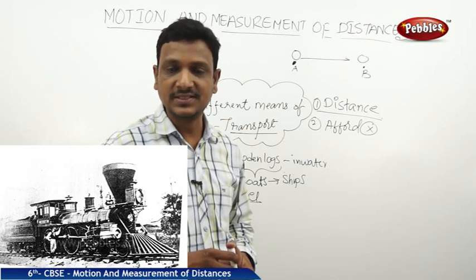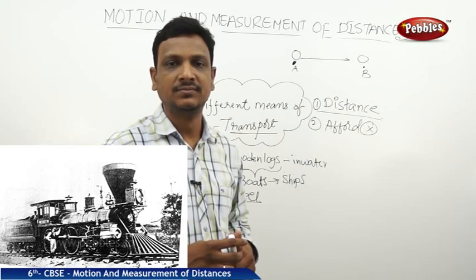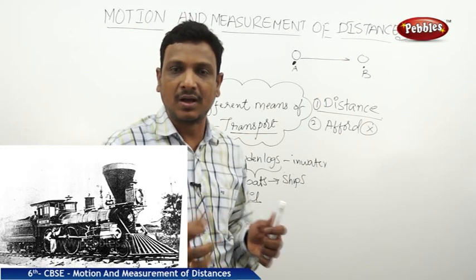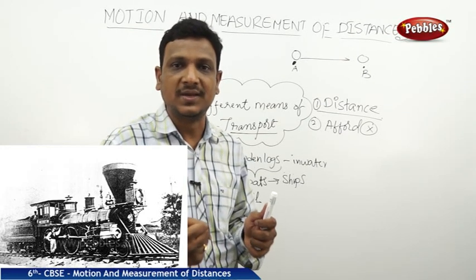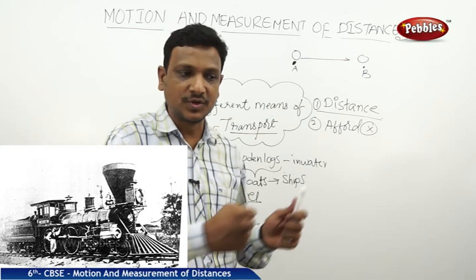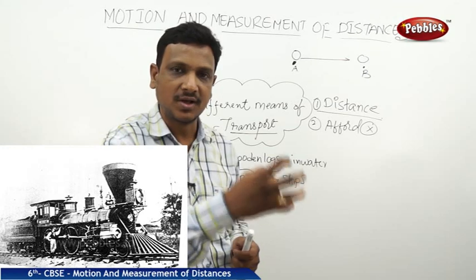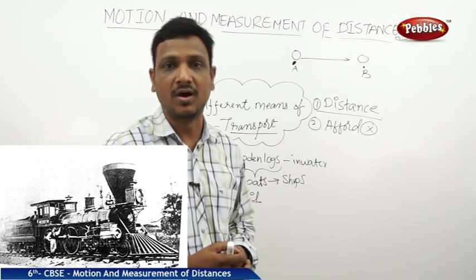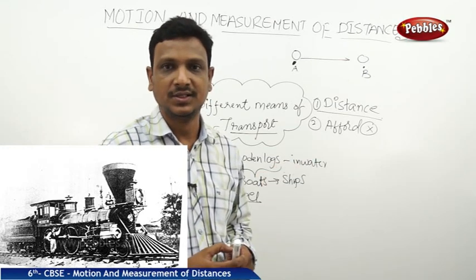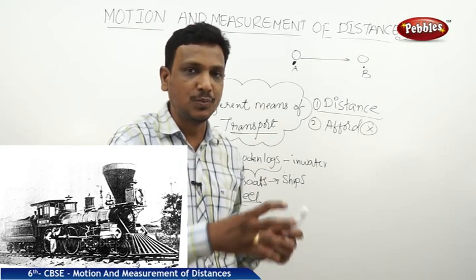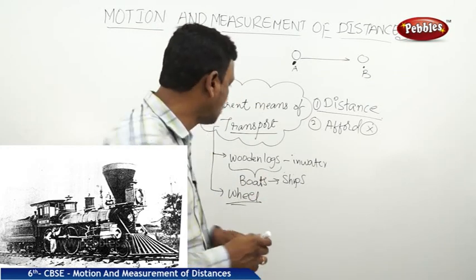Because of the wheels, they could make carts. These carts were powered by animals. The carts were pulled by animals. Horse, tongas, horse pulls the cart. Bullock carts, bullock pulls the cart. So for the cart to move smoothly, it needs to have a wheel.